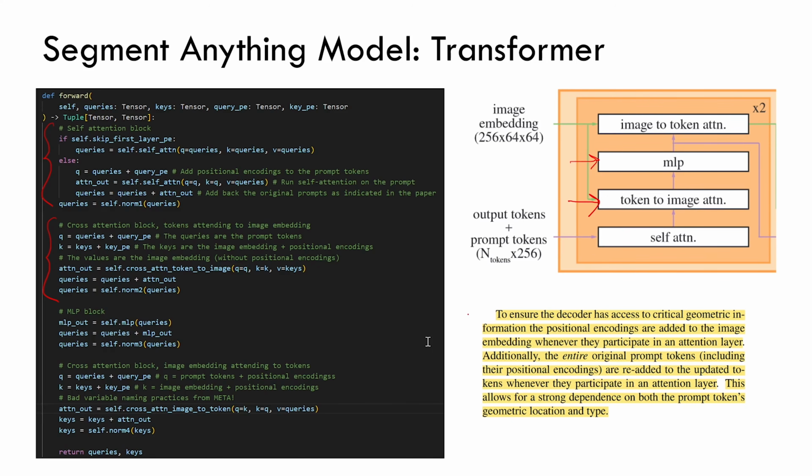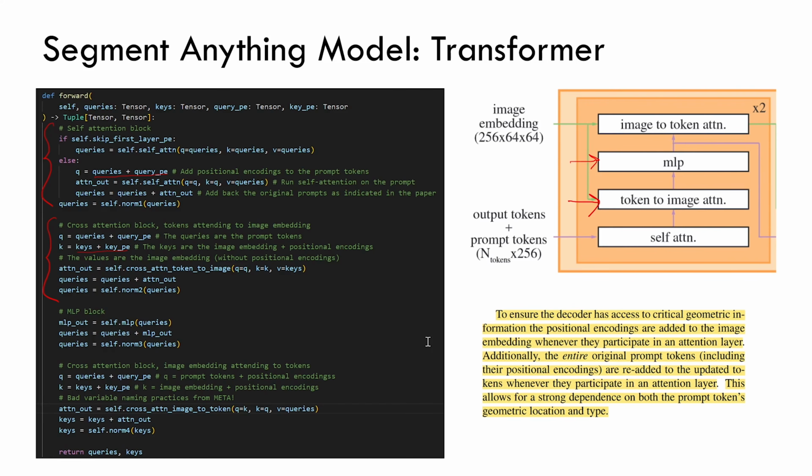Another thing highlighted in the paper is that to ensure that the decoder has critical geometric information, the positional encodings are added to the image embedding whenever they participate in an attention layer. And as you can see, this is done not only for the image but also for the prompt. So every time to the prompt they add the positional encoding, and every time to the image embedding they also add the positional encoding. Why do we keep adding them? Because we don't want to lose this information after all these layers.